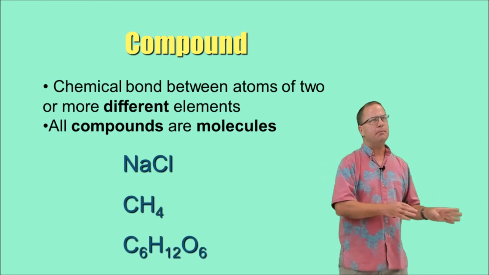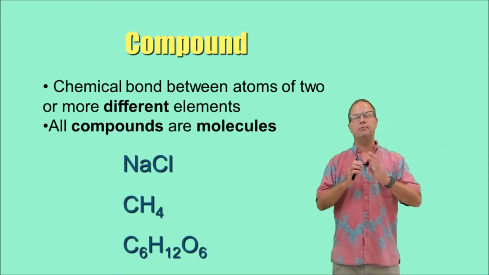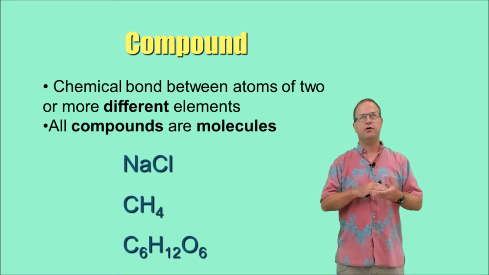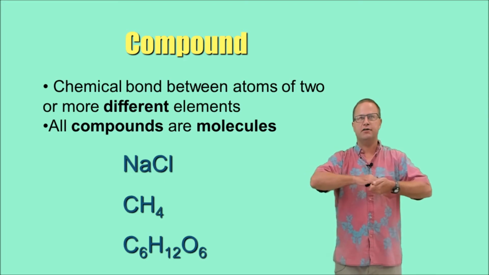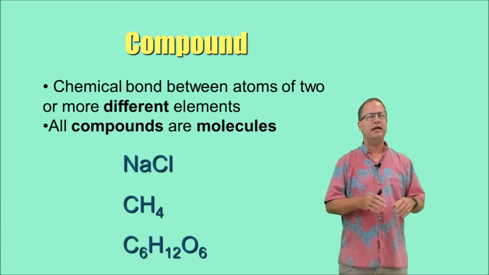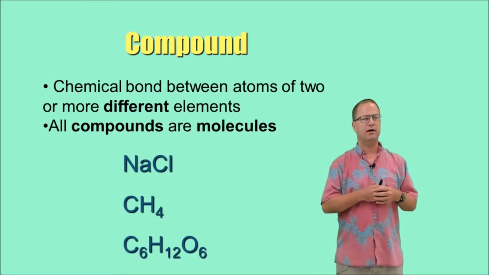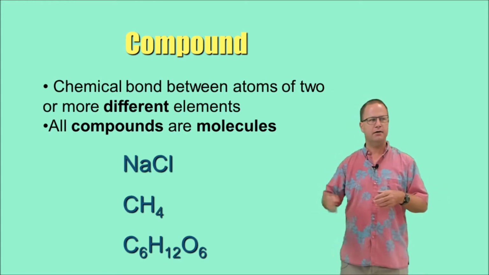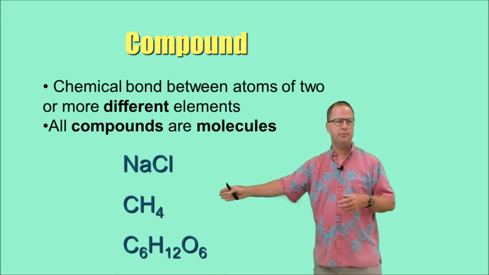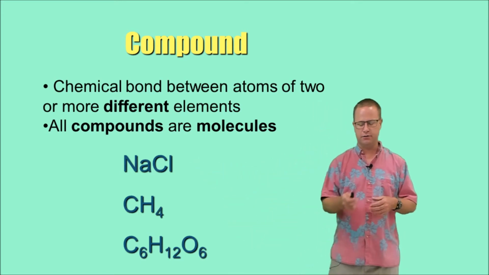Now, a compound is a certain type of molecule. A molecule, we said before, can be like 2 oxygens bound to each other. On the other hand, a compound is 2 or more atoms of different elements joined together by chemical bonds. So CO2 is a compound, sodium chloride right here, that's a compound, as is methane, as is glucose.